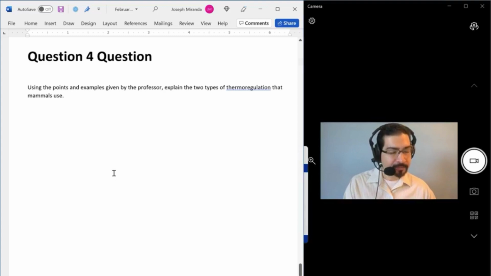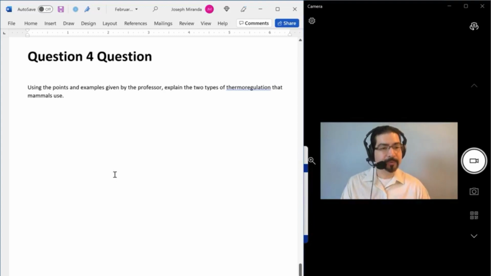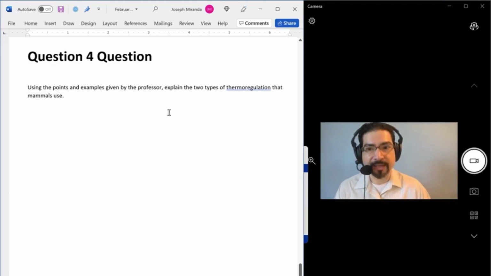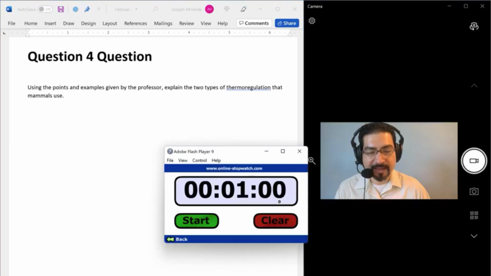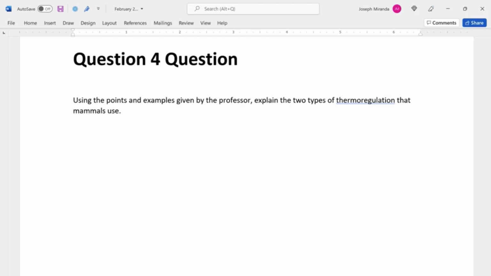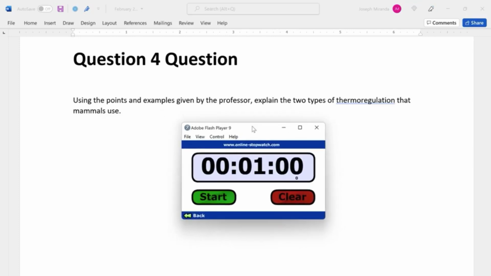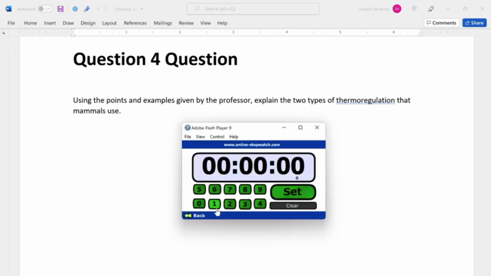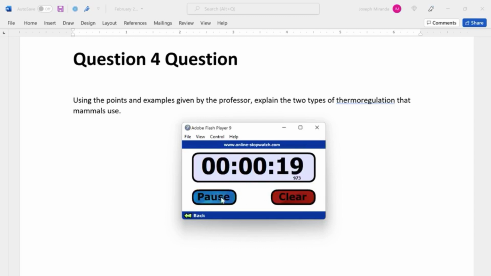So the question is followed by 20 seconds of preparation time to help you cut things out, know what to focus on. So, using the points and examples given by the professor, explain the two types of thermoregulation that mammals use. So everybody, 20 seconds to prepare. You can do it. Begin preparing now.